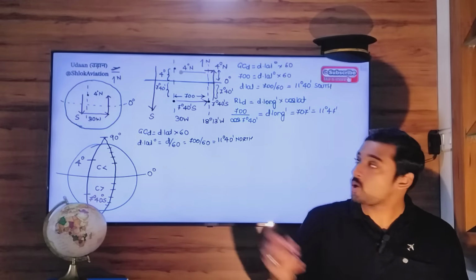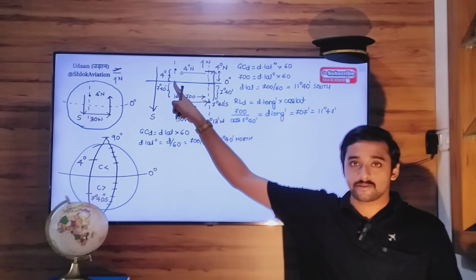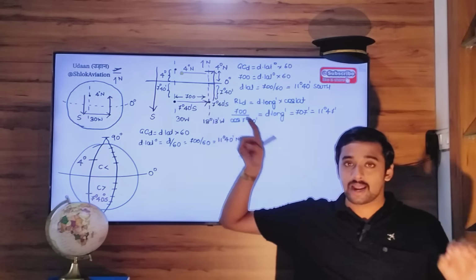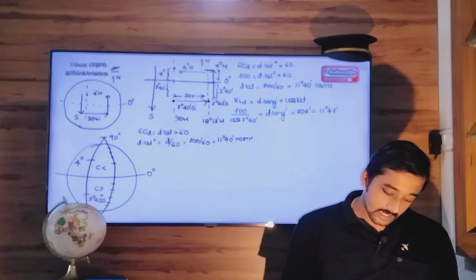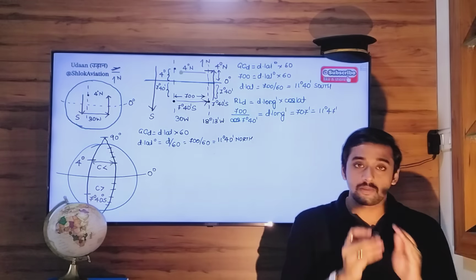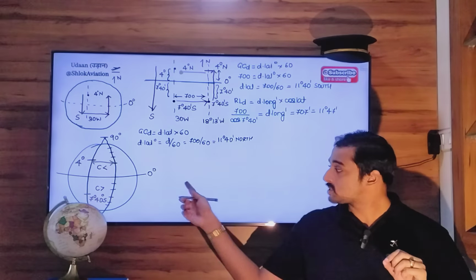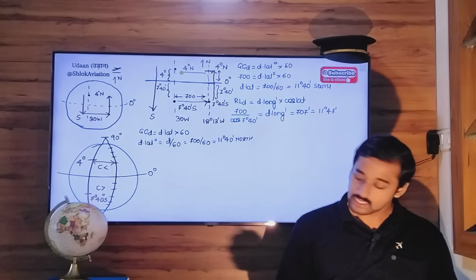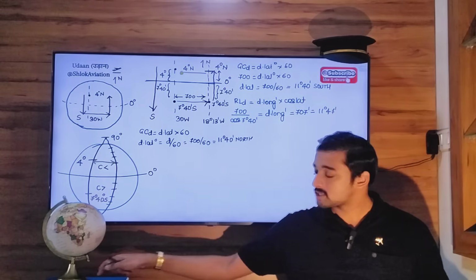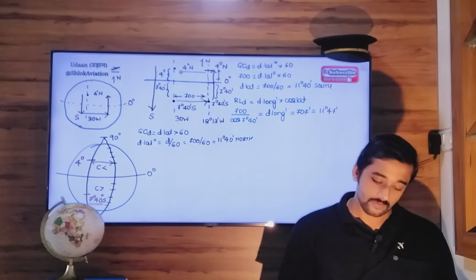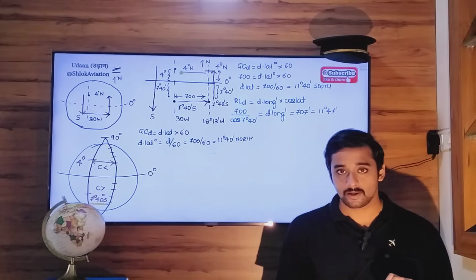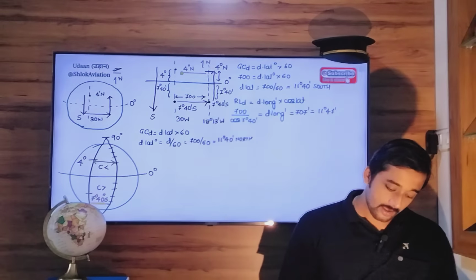Okay, you will not cross this particular longitude, because the distance between two longitudes at 4 degree north latitude will be much more than the distance between two longitudes at 7 degree 40 minutes south latitude. So I'll prove that to you.